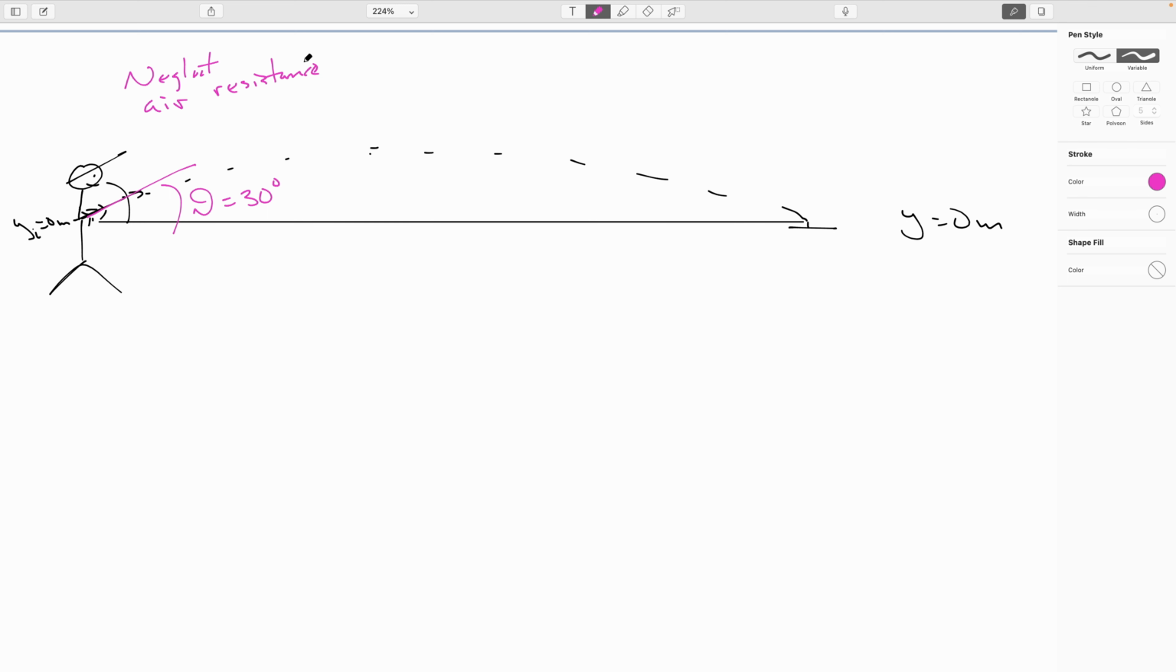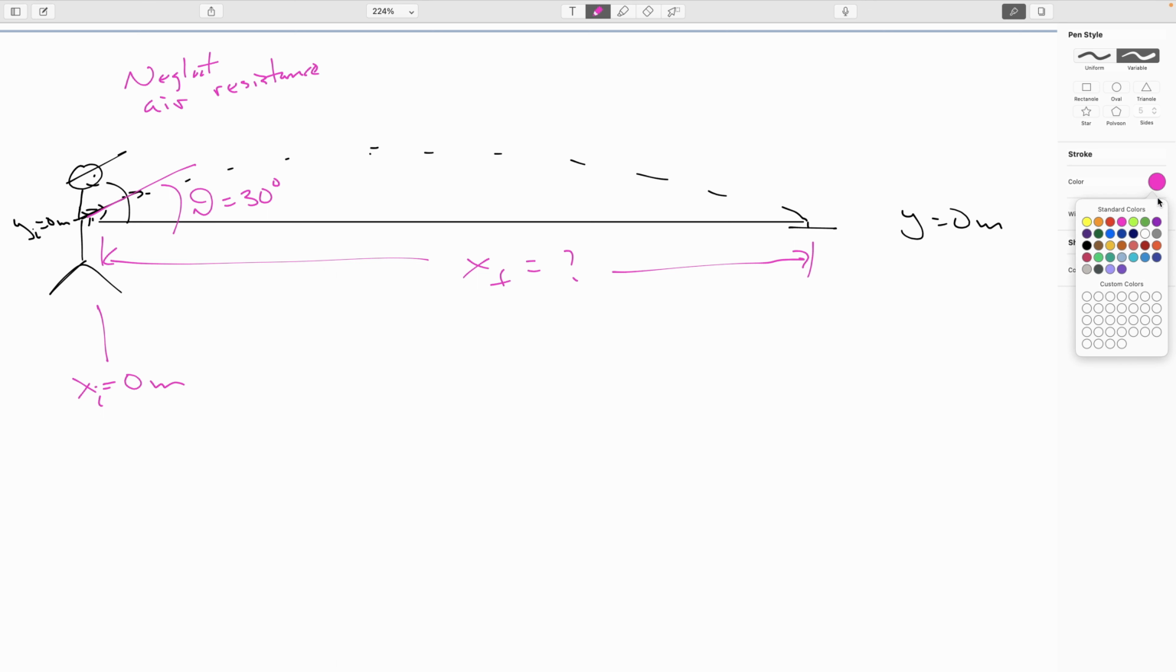And so what we just want to know is, well, okay, the name of the game is maximum distance here. How far did the arrow travel? So we're really asking for x final because we can choose our initial location to be 0 meters. And of course we realize that at the end of this, where it lands, y final is also going to be 0 meters.